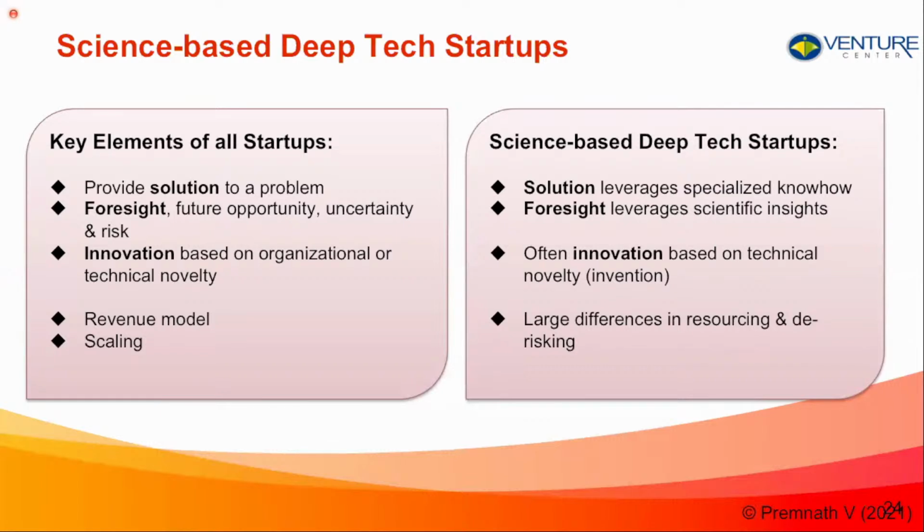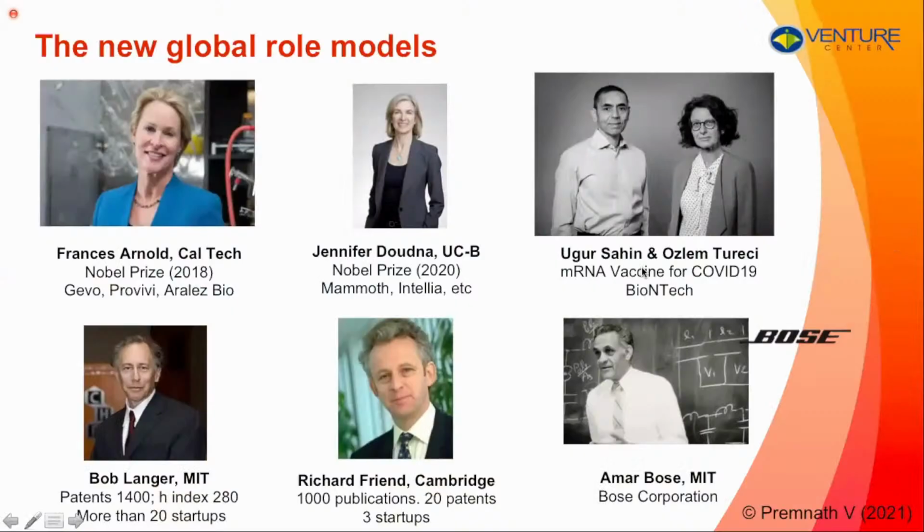And often innovation is based on technical novelties or inventions, and therefore inventions become quite important in such kind of entrepreneurship. And the process of resourcing and de-risking becomes quite important. A very classic and very extreme example is the drug discovery process, where how you fund it, how it goes through various stages of de-risking is very well documented and well known, and all of you must be familiar with that as well. And there are global role models for this whole process.